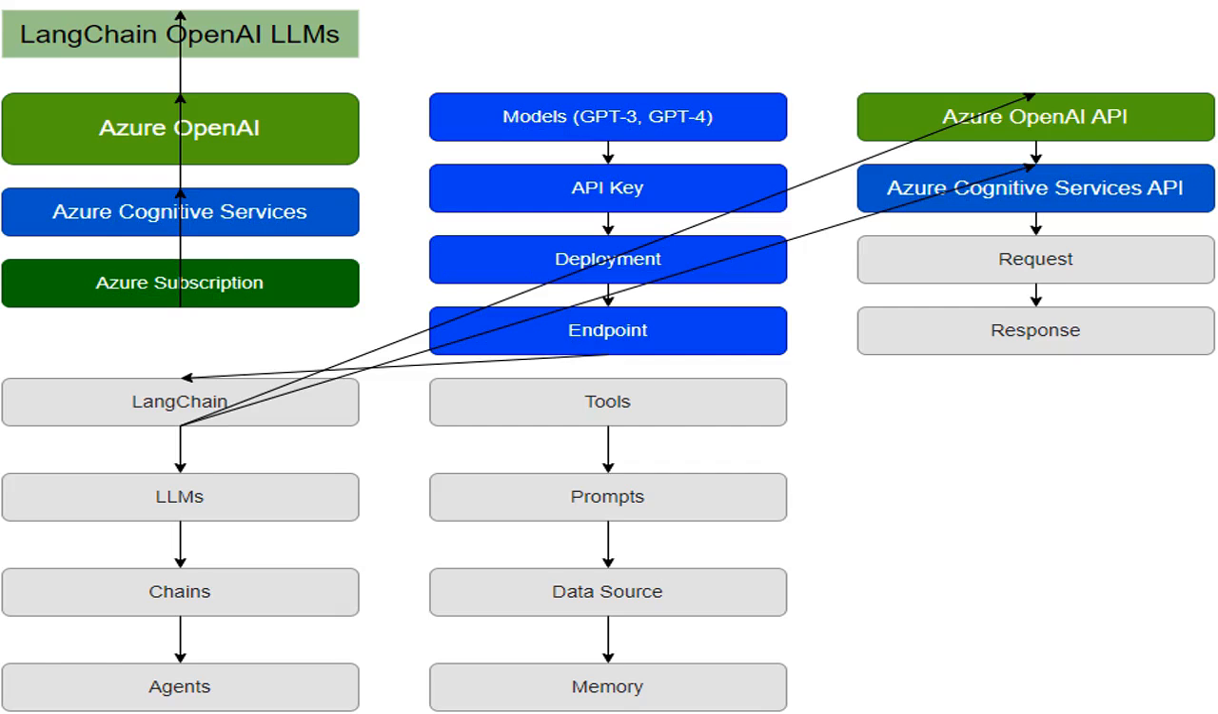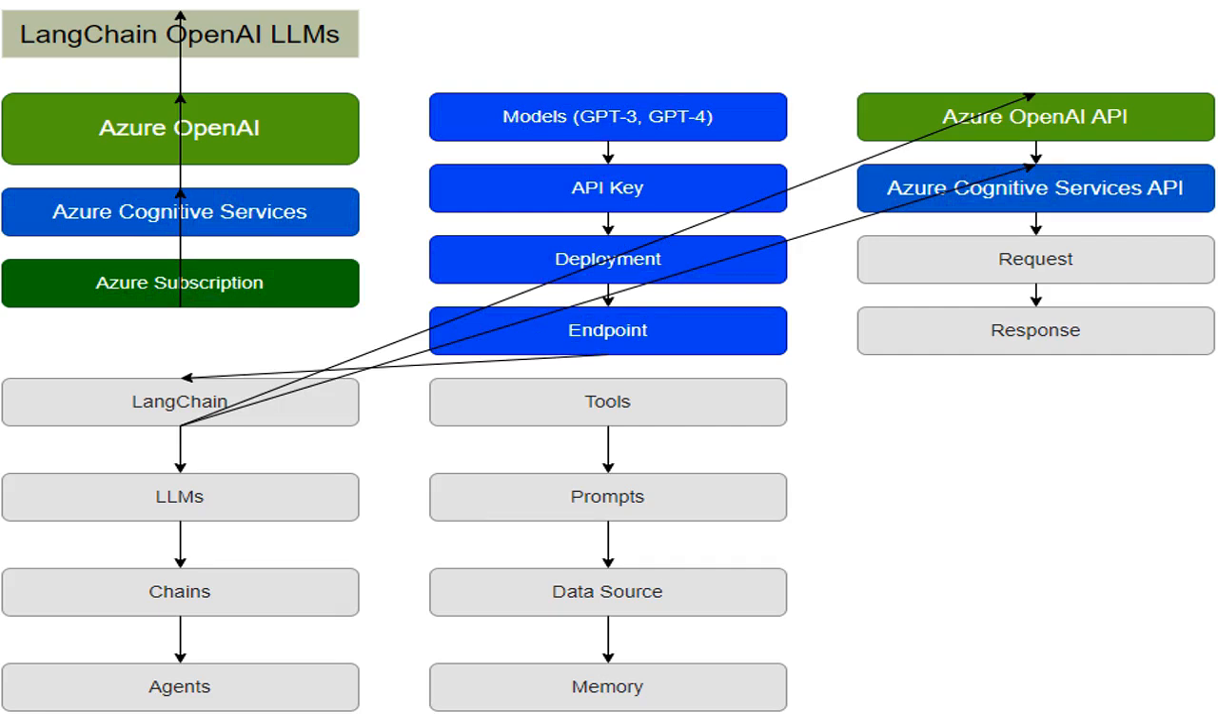LangChain OpenAI LLMs. LangChain, a framework for orchestrating and integrating LLMs with other tools. LLMs. Users. LangChain utilizes LLMs to perform tasks. Azure OpenAI API connects to. LangChain interacts with the Azure OpenAI API to access LLMs. Azure Cognitive Services API connects to. LangChain interacts with the Azure Cognitive Services API for additional capabilities. Chains. Users. LangChain utilizes chains to orchestrate interactions. Agents. Users. LangChain utilizes agents to perform complex tasks.